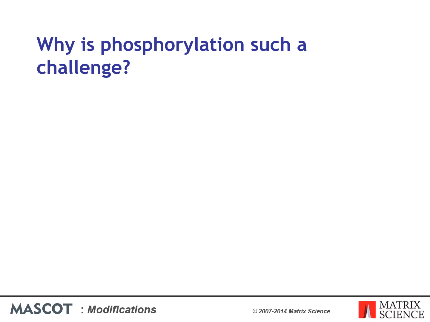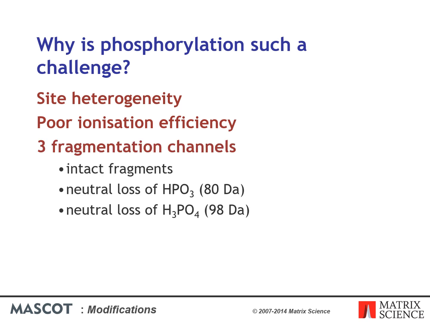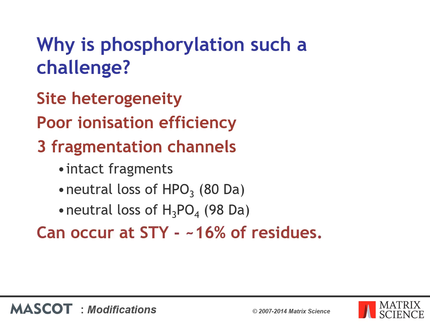Of all post-translational modifications, phosphorylation is one of the most interesting and also one of the most difficult. Why is it such a challenge? You have to contend with site heterogeneity, poor ionization efficiency, 3 fragmentation channels. There's the intact fragments, neutral loss of 80 Daltons, and neutral loss of 98 Daltons, and it can occur at serine, threonine, and tyrosine, which is equal to approximately 16% of the residues.